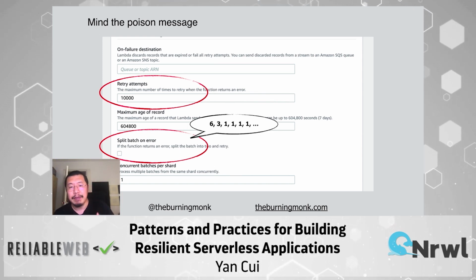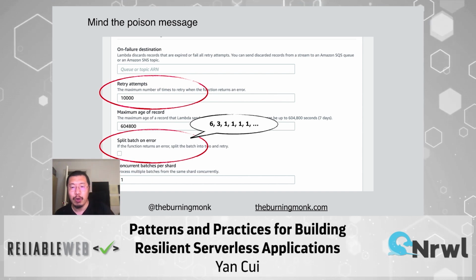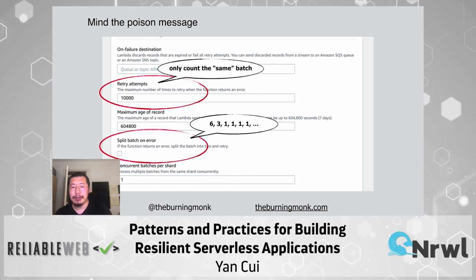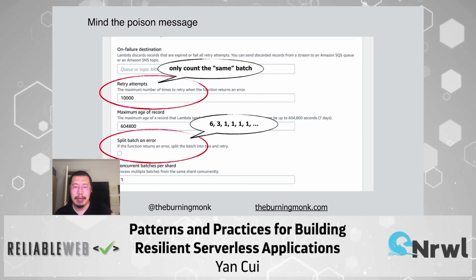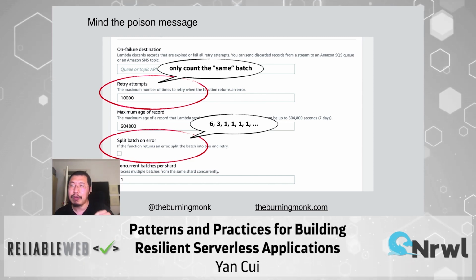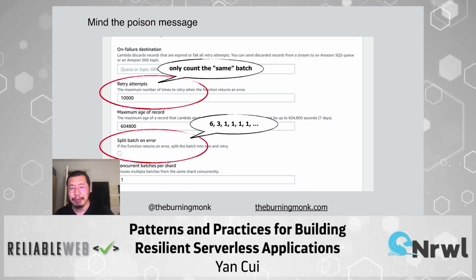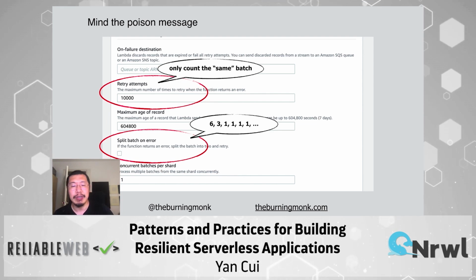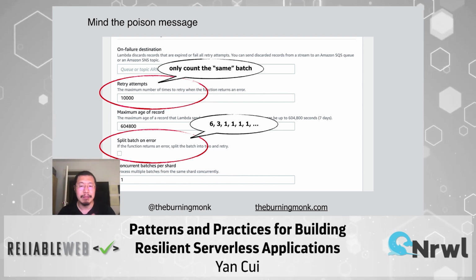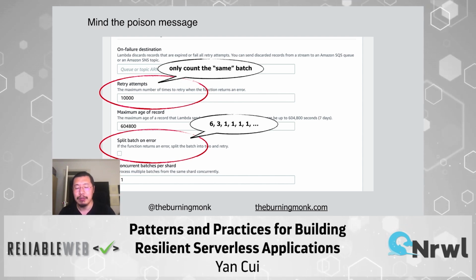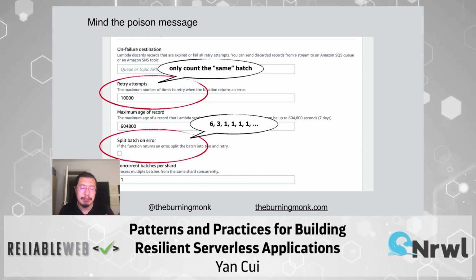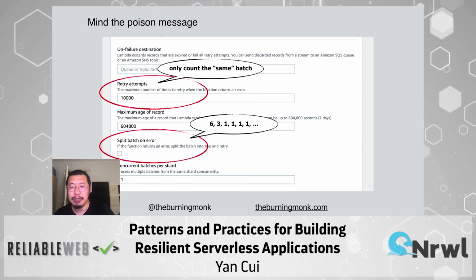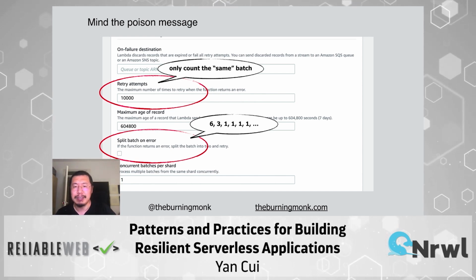And from here, if that 1 record still fails, it will be retried up to the maximum number of retry attempts that you've configured above. So here you have to keep in mind that this retry attempts setting only counts the number of attempts of the same batch. So in our example, you start counting when we're down to 1 record in the batch. So in total, the poison message would be attempted a few more times than the maximum attempt value here, because the batch was split multiple times before you get down to that 1 record that is the poison message.